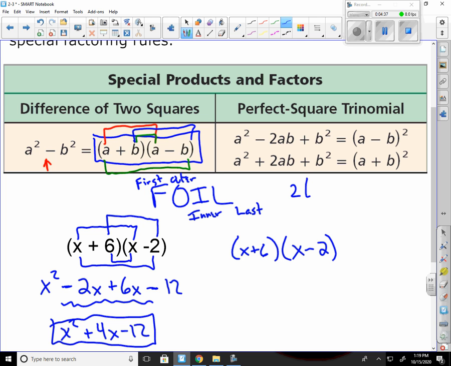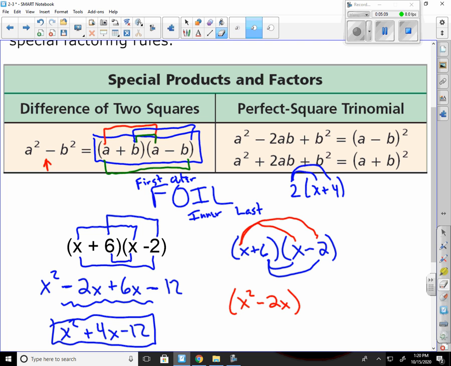If I had given you 2 times x plus 4, you would know to distribute the 2, right? We're going to do the same thing here. We'll take the x and distribute it to both of these terms. But then we still have this 6 out in front that we have to distribute to both terms. So doing the red part, x times x gives me x squared. X times negative 2 gives me negative 2x.